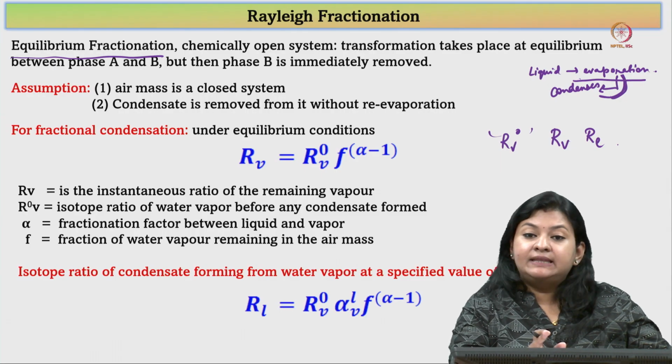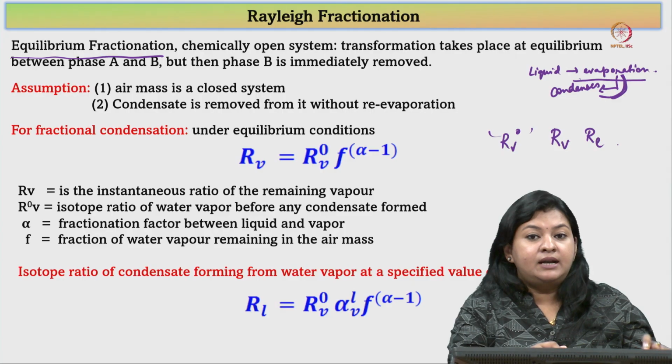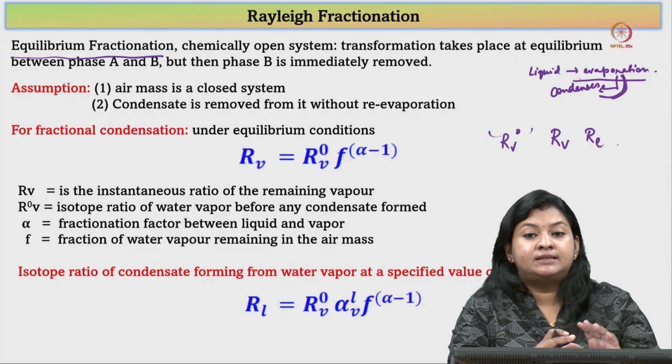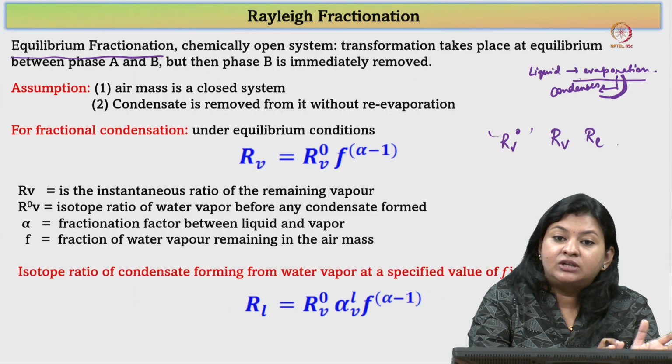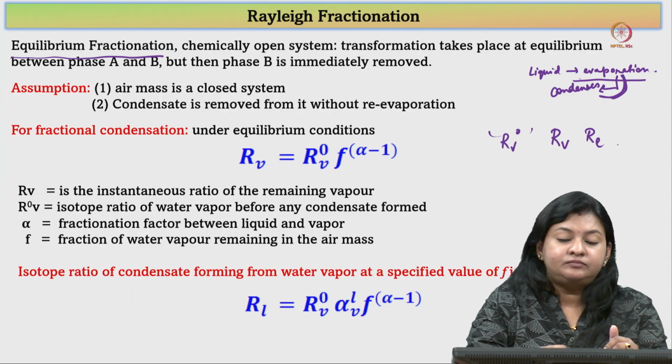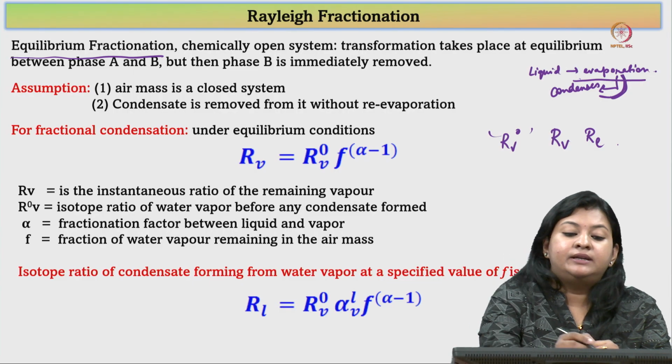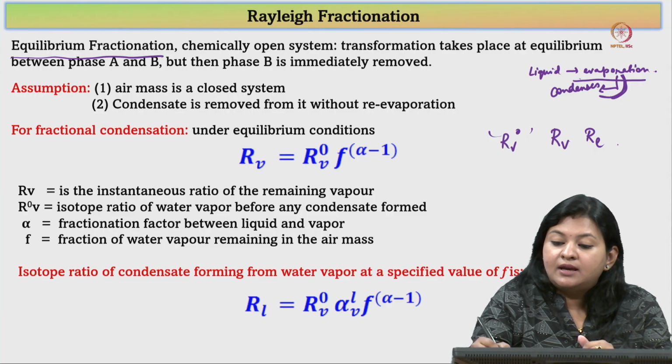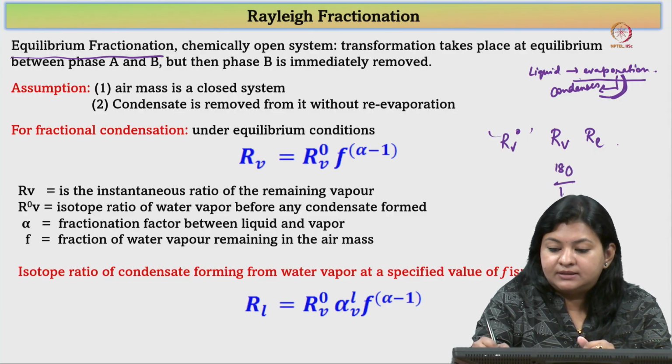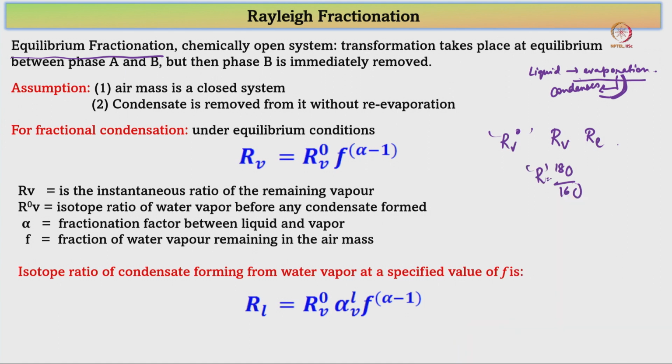In that condition, under equilibrium conditions, that is, it is exchanging this vapor, the initial vapor, they are all in equilibrium. Then the ratio is 18O by 16O. So, my R is equal to 18 oxygen by 16 oxygen, or if I am using deuterium, then I will write deuterium and 1 hydrogen. So, that is deuterium divided by protium.